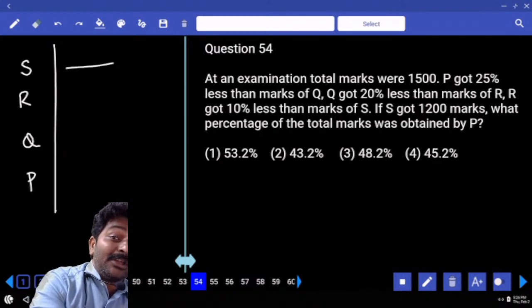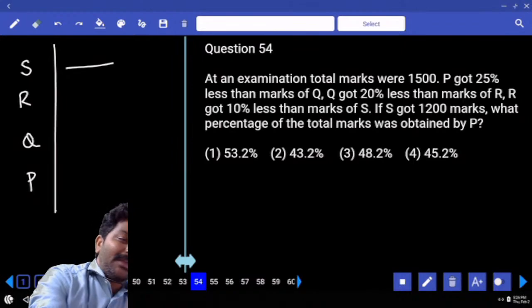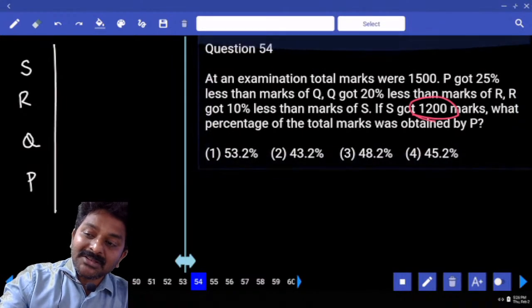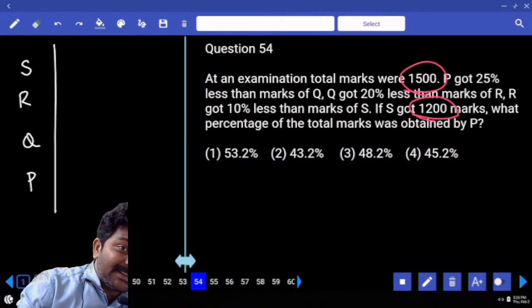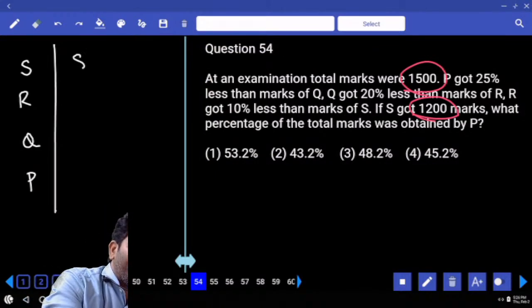First we know information regarding S, then we can calculate R, then Q, then P. That's the reason why I write like this. S scored how many marks? Out of? Question is about percentage, right? What percent is 1200 upon 1500? 80.